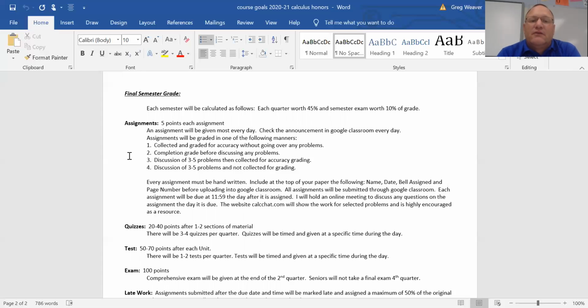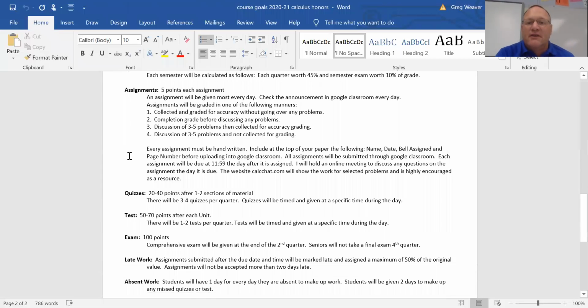Every assignment must be handwritten. So that's going to be a little different than I ended the year last year on. So I'm expecting everything to be in your own handwriting. At the top of your paper, I expect to see your name, the date, the bell assigned, and the page number. So the bell assigned would be, in this case, 4th bell. But I need to have that information so I can get into Progress Book nice and cleanly and a little easier for me on my end.